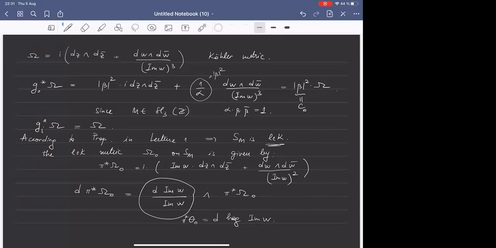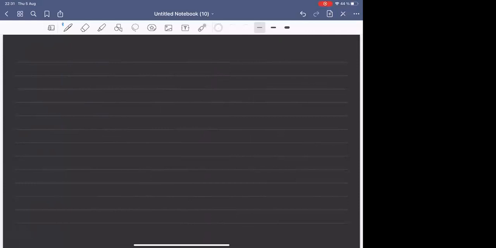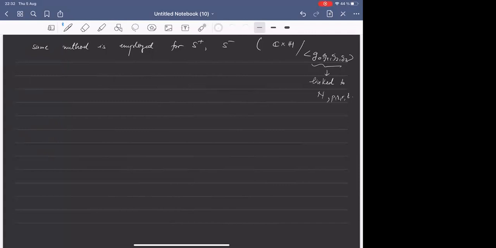Okay, I won't insist with the other inverse surfaces because the same method is employed for S plus and S minus, because both S plus and S minus are quotients of C times H to some affine transformations G0, G1, G2, G3 that arise from the arithmetic properties of N. So these are very much linked again to the eigenvectors, the eigenvalues, so linked to the matrix N and those numbers that played some role in the definition. But still, everything is very explicit. A Kähler metric on C times H such that G0, G1, G2, G3 act on it by multiplying it with a positive constant.